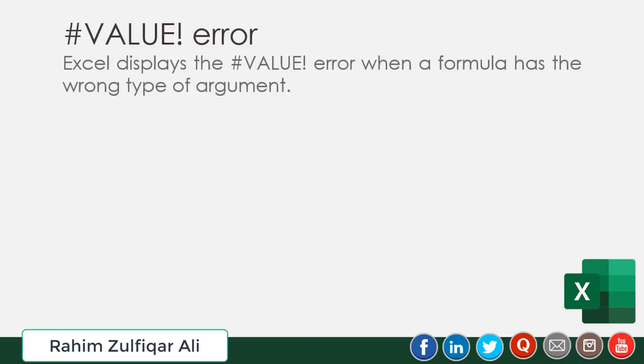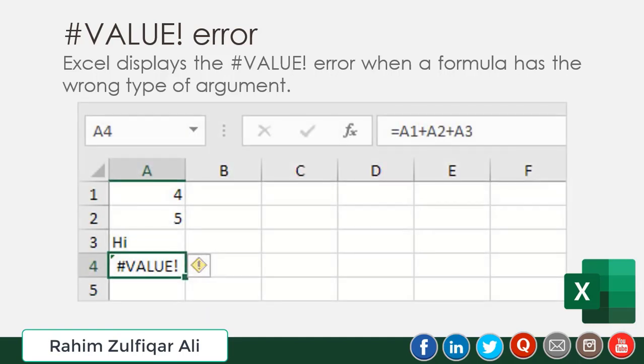All right, the next error is the #VALUE! error. Excel displays the value error when a formula has the wrong type of argument. Every function argument has a different nature and approach to filling it, so if you go against that rule, a value error will occur. For example, there are three cells, two contain a number and one contains text. If you do a calculation like A1 plus A2 plus A3, a mixture of numbers and a textual value does not return a number.